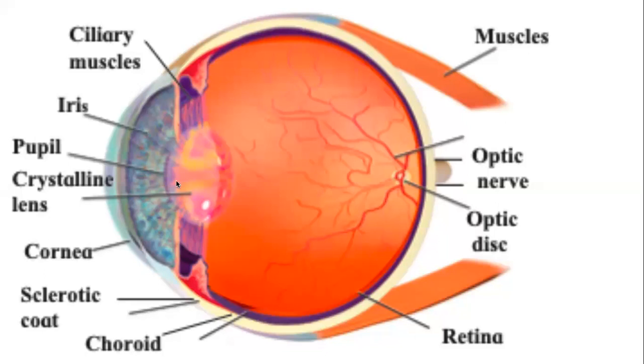Behind the pupil is this most important part of the eye, which we are concerned about in physics. It is the lens. See, it looks like a convex lens, whitish, transparent, crystalline. And this lens is held in its place by a set of muscles at the top and at the bottom, which are called ciliary muscles. This is the front part of the eye.